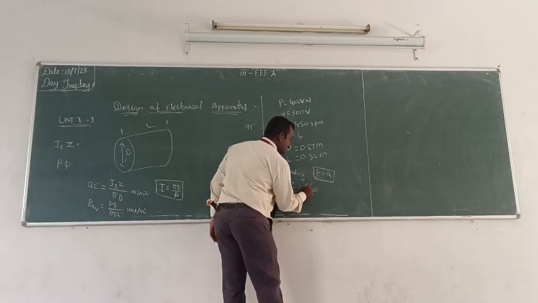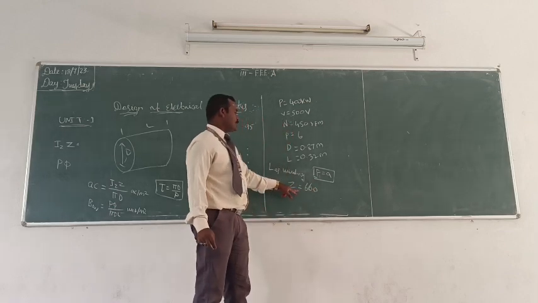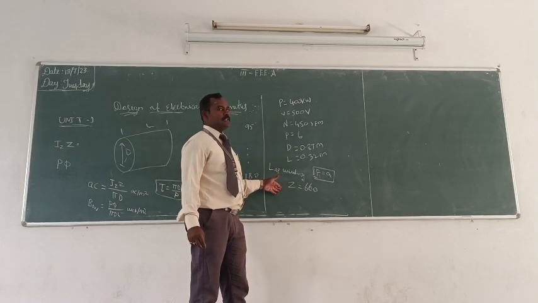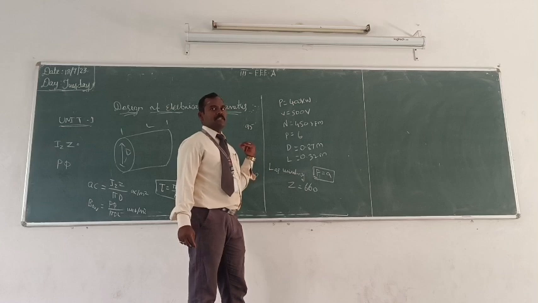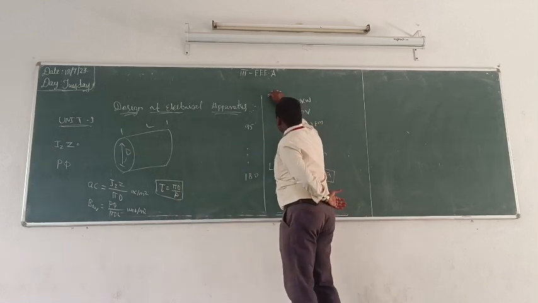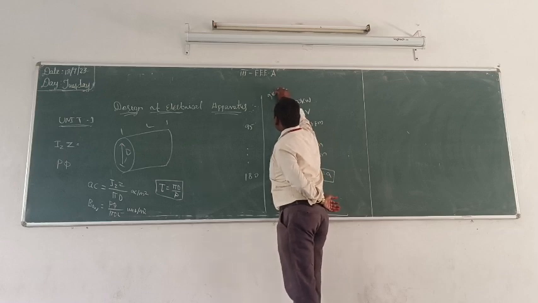The total number of conductors should be equal to 660. So they are given this. From that they are asking you to find the average magnetic flux density, or specific magnetic loading, or specific electric loading. So that is the given data. You should write like that.